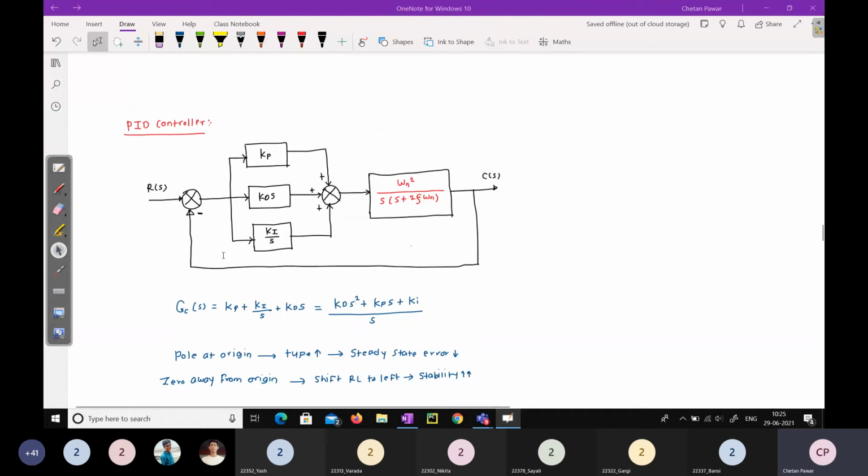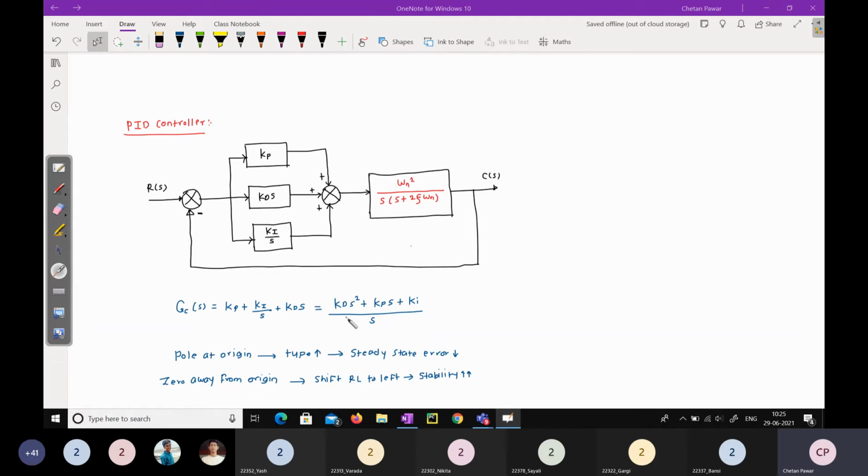Now the PID controller, in industry they use this PID controller. Generally they don't use PI or PD combinations also, but this is the widely used controller, the PID controller. It is a combination of proportional, derivative, and integral controller. If you see the controller transfer function, that will be Kp plus Kd into S plus Ki upon S.